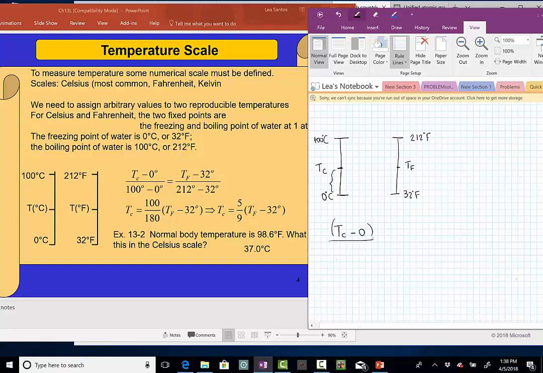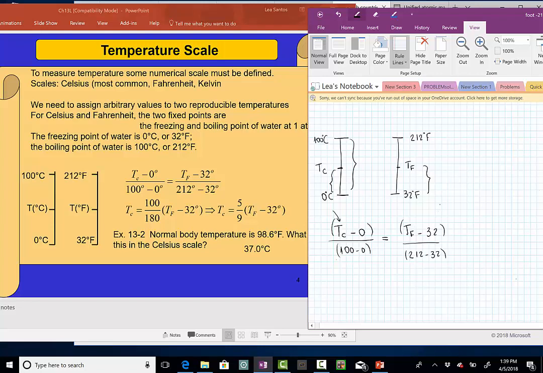divided by 100 minus 0. Okay, so I'm going to play with these ratios. This ratio is equal to the same ratio in Fahrenheit, which means TF minus 32 divided by 212 minus 32. So this is what you need to convert from one to the other. Now, if you are given the temperature in Celsius, you can find it in Fahrenheit and vice versa.